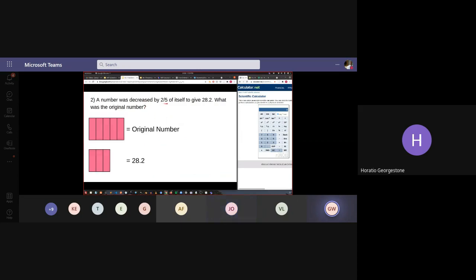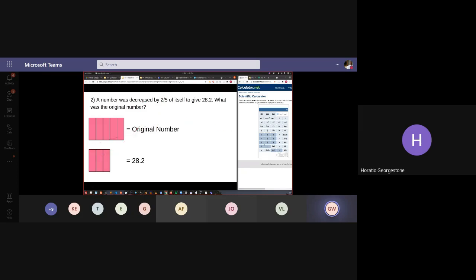Okay, so a number was decreased by 2/5 of itself to give 28.2. What was the original number? So since we're working with fifths here, let's say the original number is 5/5 of itself. In other words, it was 1 of itself. If you decrease it by 2/5 of itself, what we now have is 3/5 of the original number.